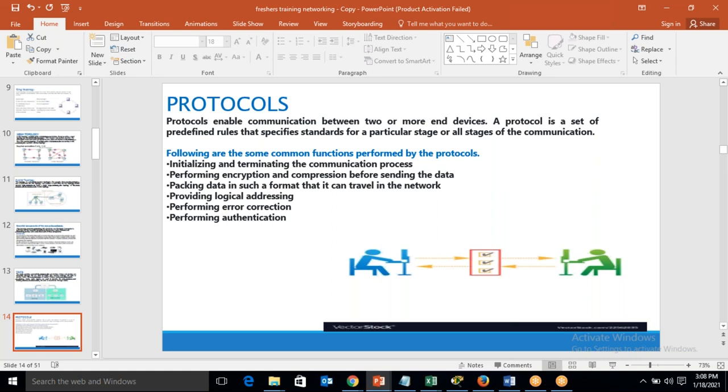For example, if some data comes from foreign bodies, there will always be some security protocols which check whether the data is genuine, and whether the data is from a genuine sender or a sender belonging to our neighboring network. Basically, it authenticates the data.